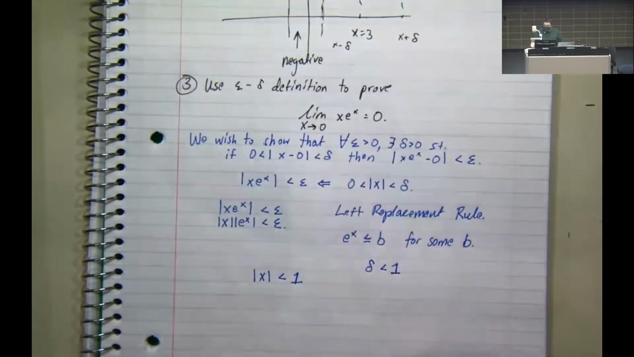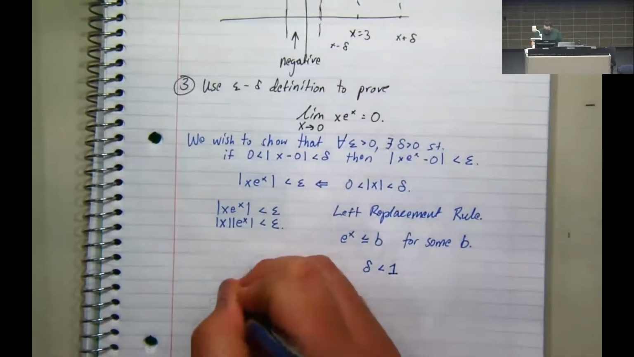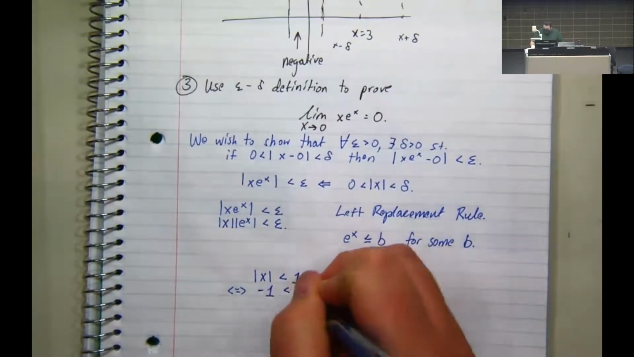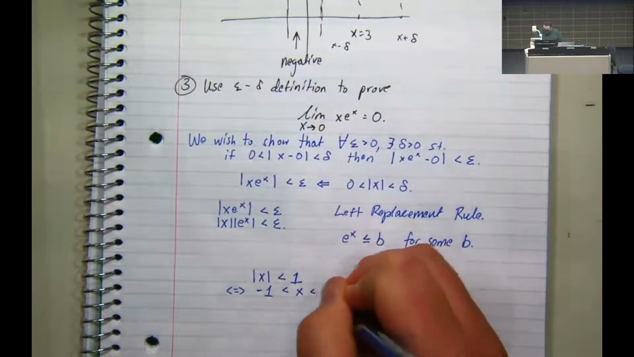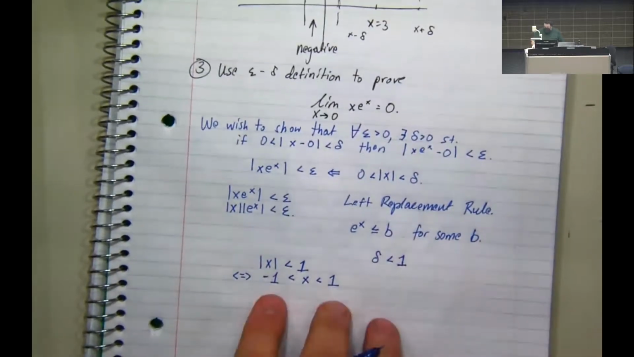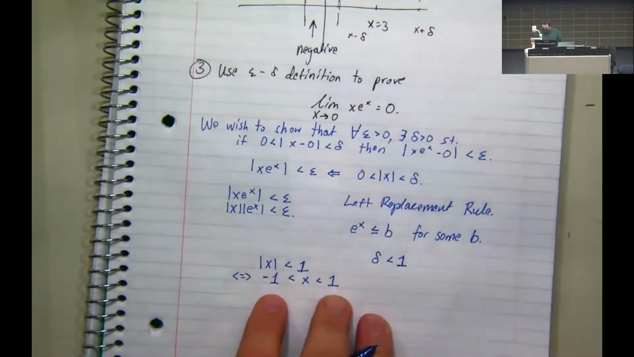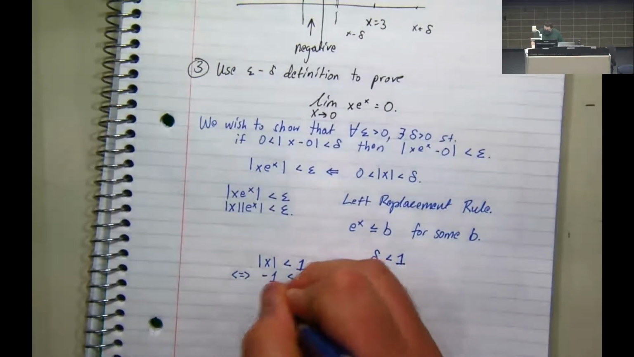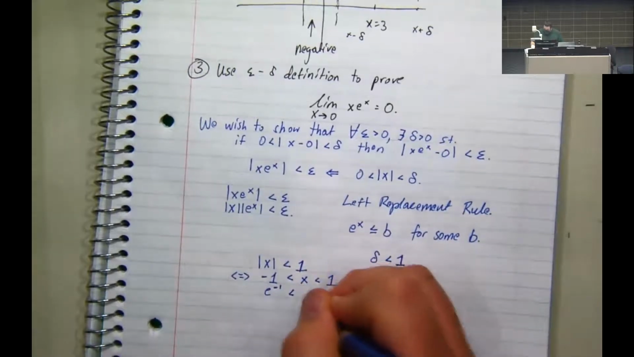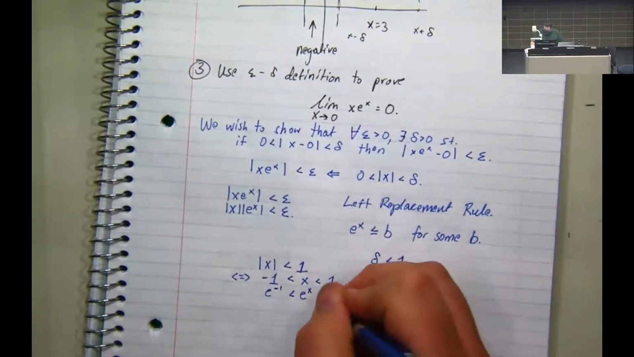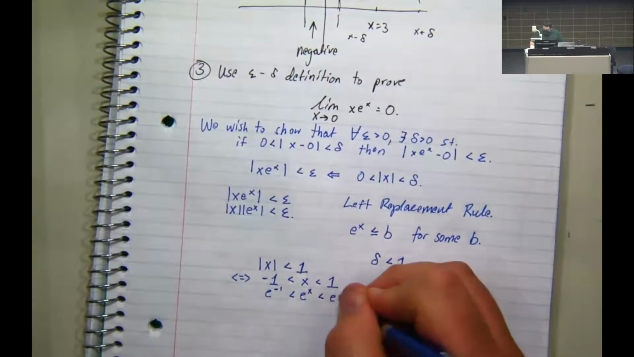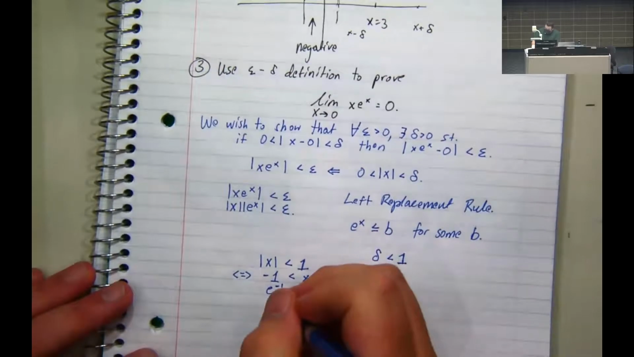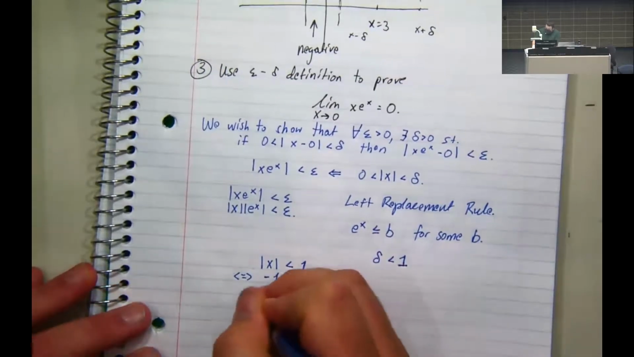And we can use the sandwich property to say that -1 is less than x, which is less than 1. And then we can take everything and put each one of these terms to the power of e. So e to the -1 is less than e to the x, which is less than e to the 1. And we know that e to the -1 is greater than 0.